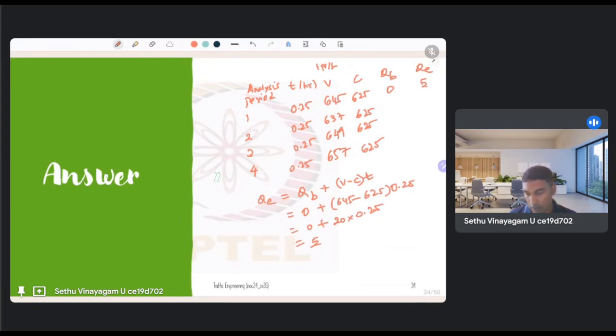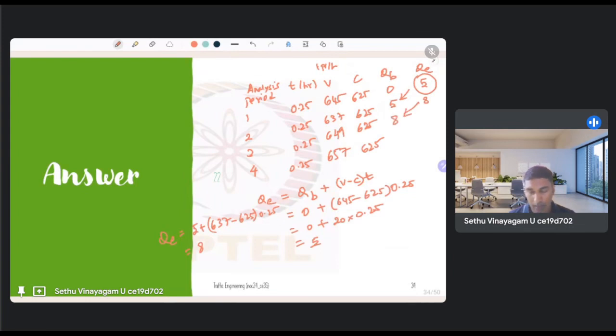Whatever is the end of the first period will become the beginning of the next period. So there will be 5 vehicles at the beginning of the second 15-minute period. With that we have to do the same calculation. So Q at the end would be 5 plus 637 minus 625 into 0.25, right? So that will give you 8.